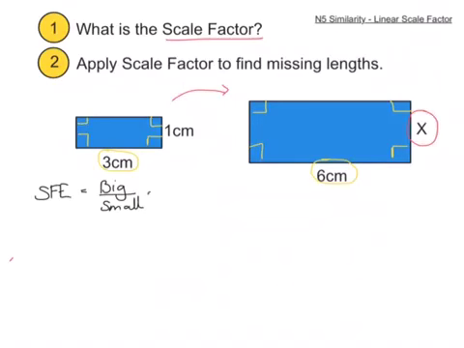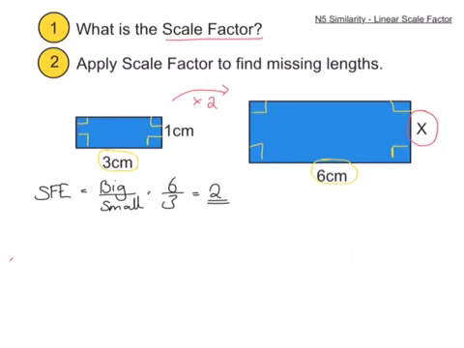Okay. And we're going to use the two lengths that have the relationship. So we're going to use the 6 and 3 because we know they're in proportion. So big 6 divided by 3, and that gives you 2. So your scale factor of enlargement is 2. So if you want to go from anything on the smaller rectangle, all you're doing is multiplying by 2.